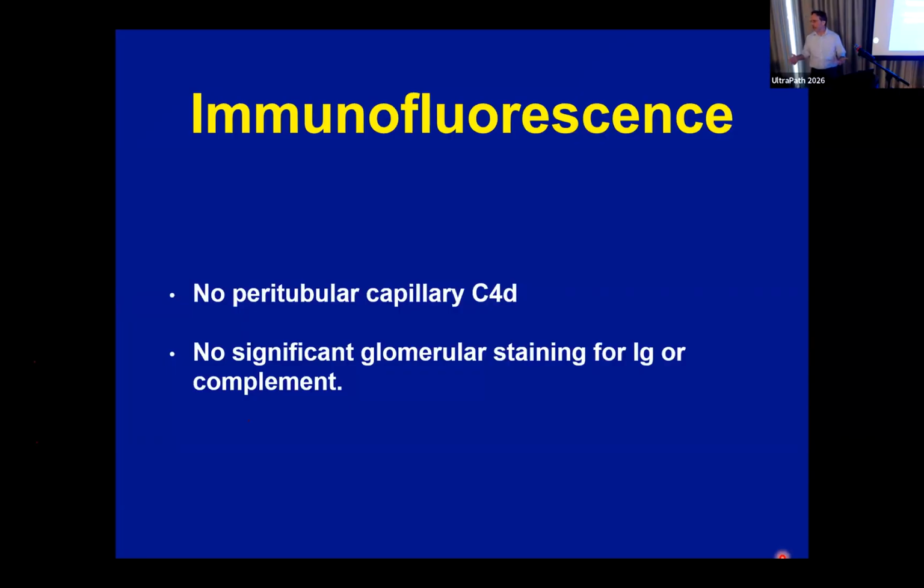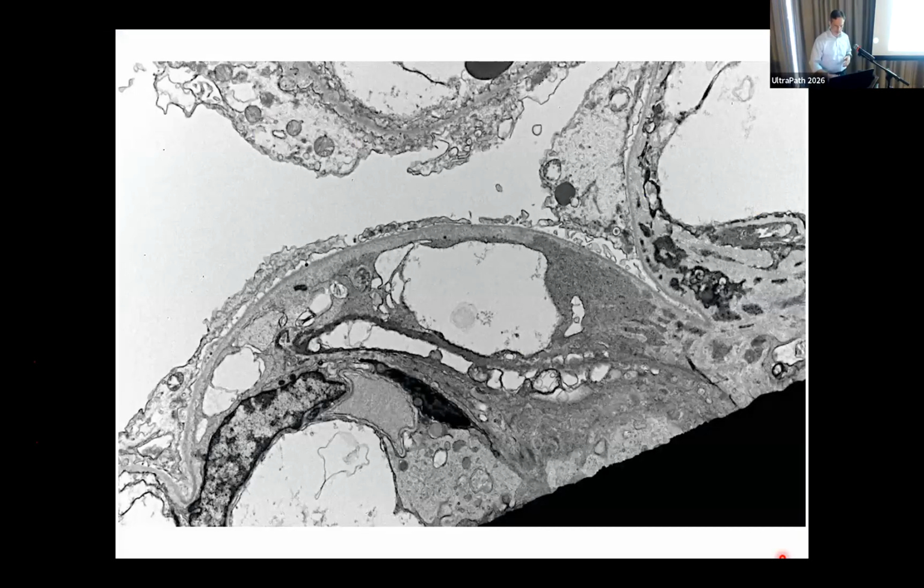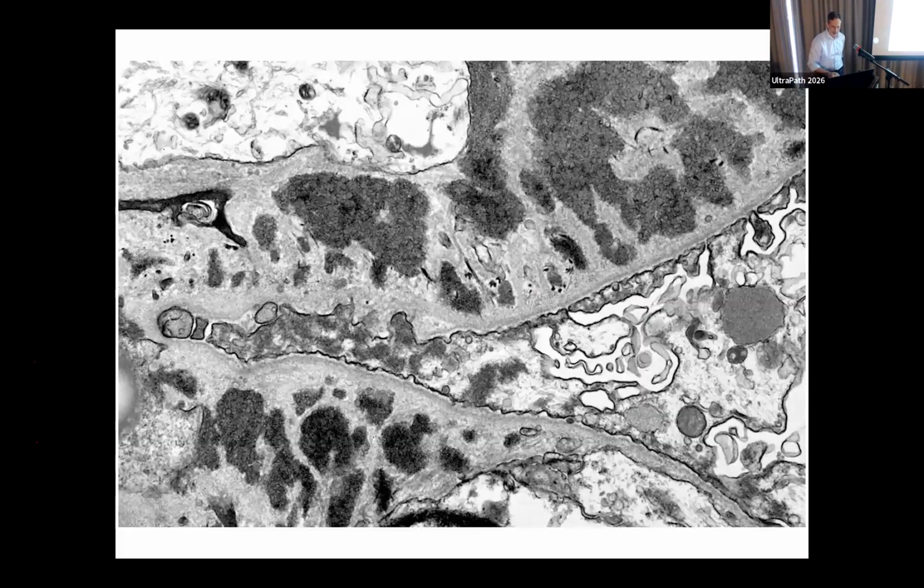Fluorescence was all negative: no peritubular capillary C4d, and no glomerular staining for immunoglobulin, C3, or C1q. So really unremarkable. However, the EM showed numerous electron-dense deposits. This is what you can see at low power. They were in the mesangial and then some in the subendothelial space.